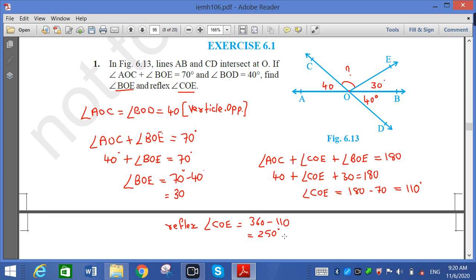Important sums: only 3 sums according to the reduced syllabus. According to the reduced syllabus, you have to do only 3 sums from this, first, second and third. So we have completed the first. You have to write it properly. You should write all of this completely.